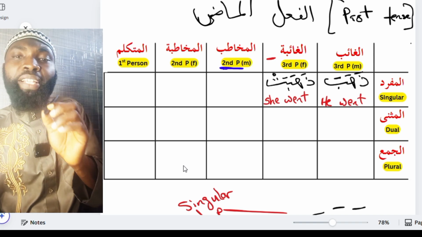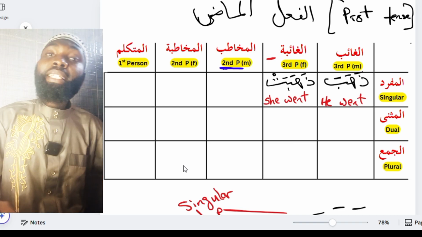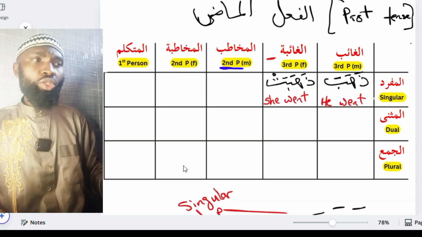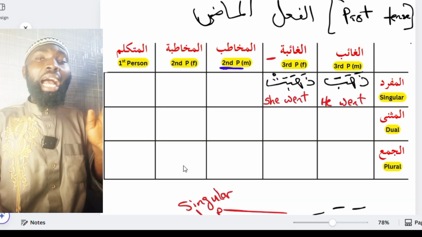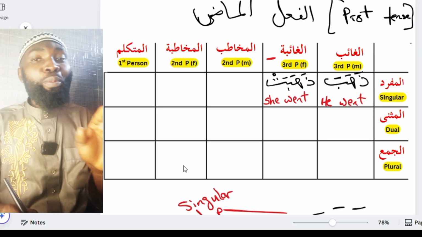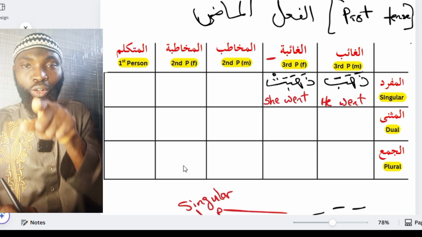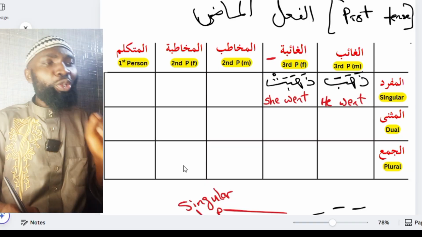Now, this person, which verb do you use for him? Because we are saying second person male. The person is a male. You are talking to him, and you want to use a verb. Which verb do you use? The verb will also be formed from the word dhahaba. You want to say that you went, because he is the second person. You went. How do you say it?